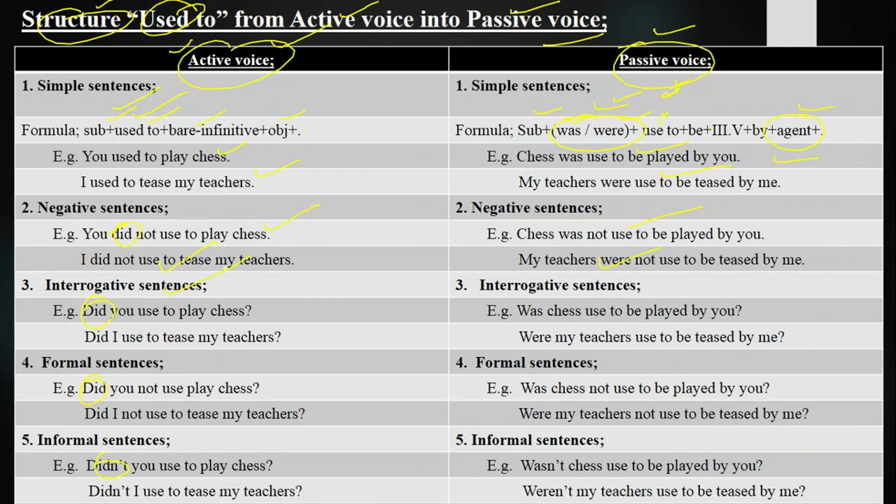Interrogative sentences, those sentences in which we ask questions or put queries, are called interrogative sentences. Did you used to play chess? Was chess used to be played by you? Did I used to tease my teachers? Were my teachers used to be teased by me?